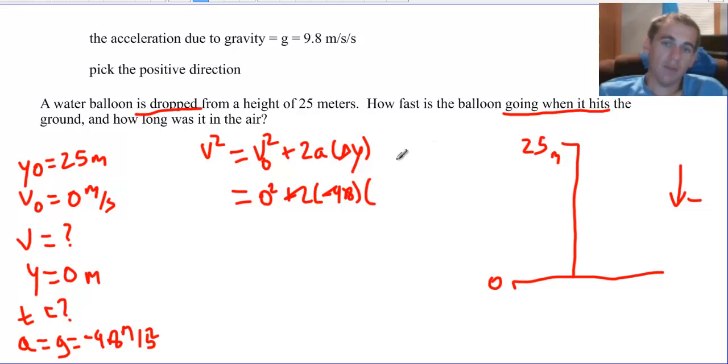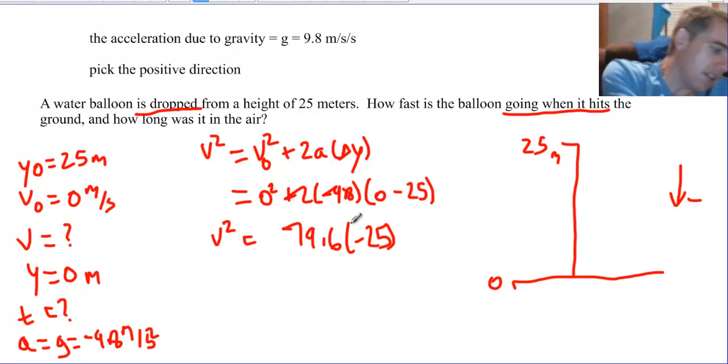Be very careful. When you find a change in position, it's final minus initial. Well, the final position was 0, the initial position was 25, and so my change in position is not 25 meters, but negative 25 meters. So v squared equals negative 19.6 times negative 25.